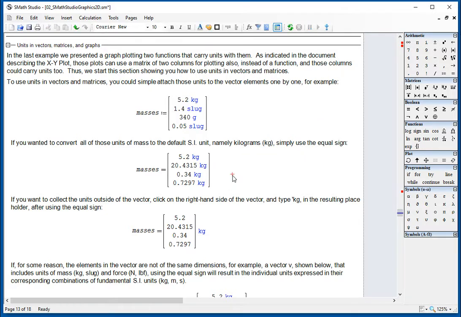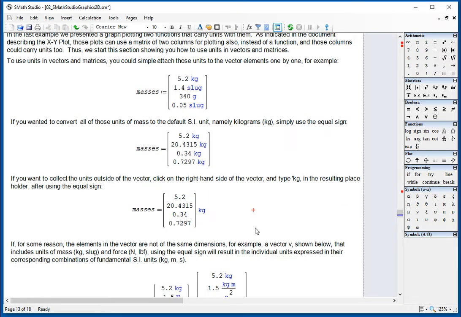Now, if you wanted to produce a result like this, what you have to do is click on the right-hand side of your last result, where you have kilograms, and type apostrophe kg right here, and then you get this result. Actually, you have to make masses equal to produce the change of units. So we've done that, and that was the result that we started with, and this is what we ended up with.